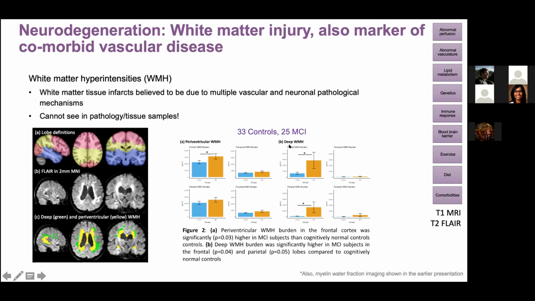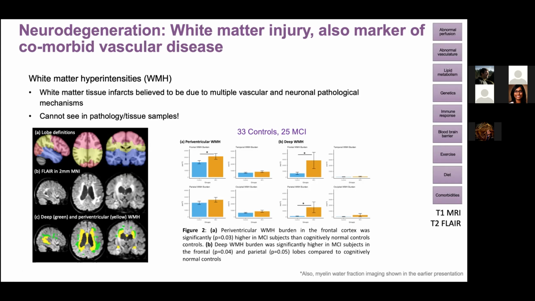For deep, we do see a much higher burden in the frontal cortex and also in the parietal cortex. Now, mechanistically, we think that the deep white matter hyperintensity burden is dependent on where you have the vascular tree branches and where the watershed zones are. So the two lobes make sense in that context, but this still doesn't get us to a mechanism. It just gives you one more flavor of what pathology looks like in Alzheimer's plus vascular disease.